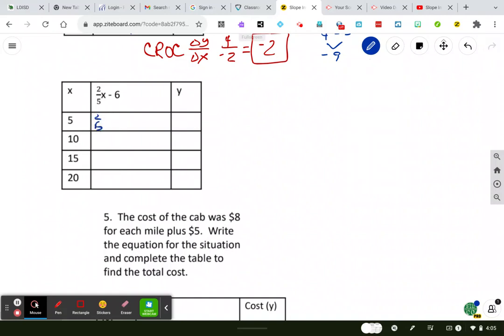And I know students hate working with fractions, but it's not that difficult. 2/5 times 5 minus 6. All right. So 2/5 times 5 over 1. Those two cancel out. So that gives you 2 over 1 minus 6. Well, 2 minus 6 is negative 4.